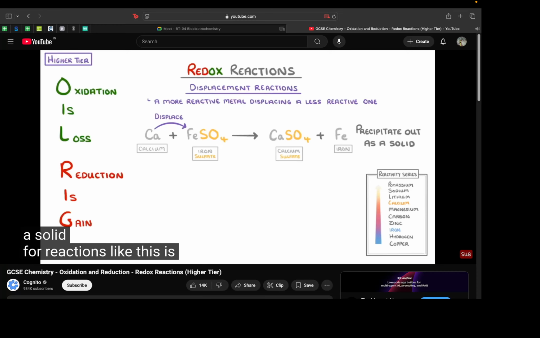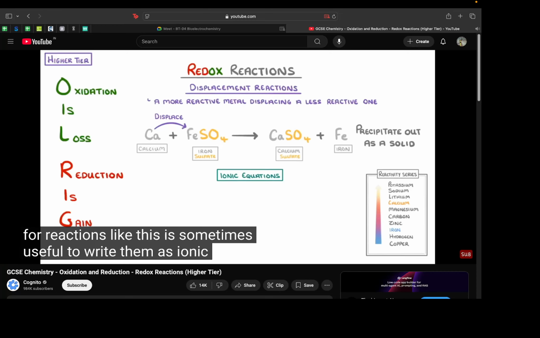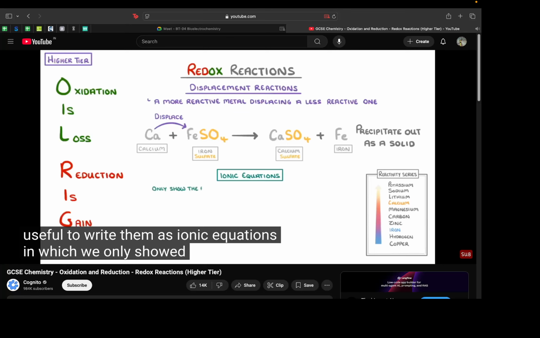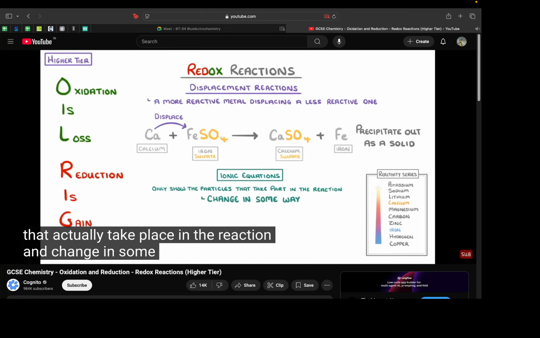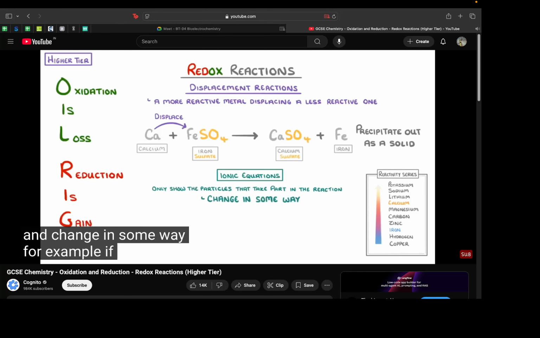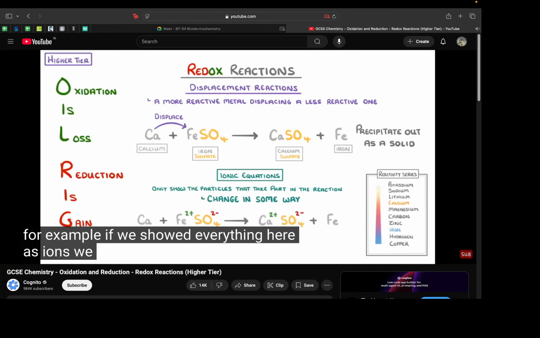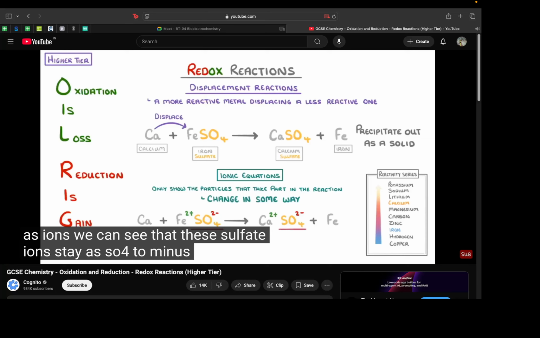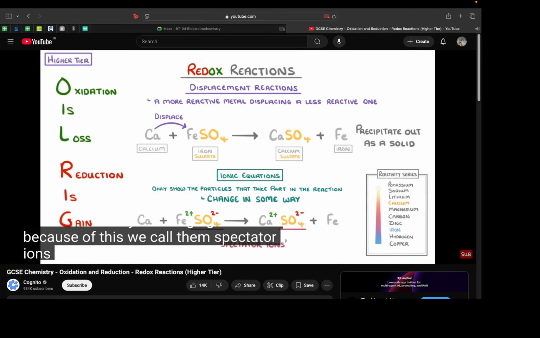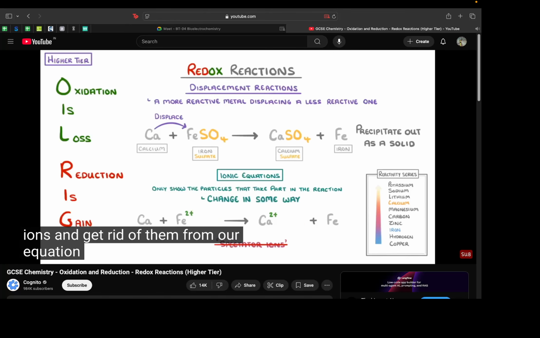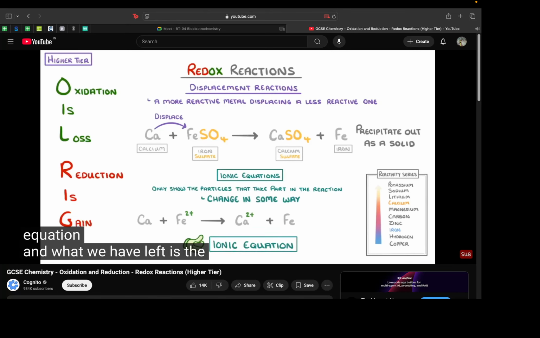For reactions like this, it's sometimes useful to write them as ionic equations, in which we only show the particles that actually take place in the reaction and change in some way. For example, if we showed everything here as ions, we can see that these sulfate ions stay as SO4 2- ions. They don't actually change or take part in the reaction by exchanging electrons. Because of this, we call them spectator ions and get rid of them from our equation. And what we have left is the ionic equation.